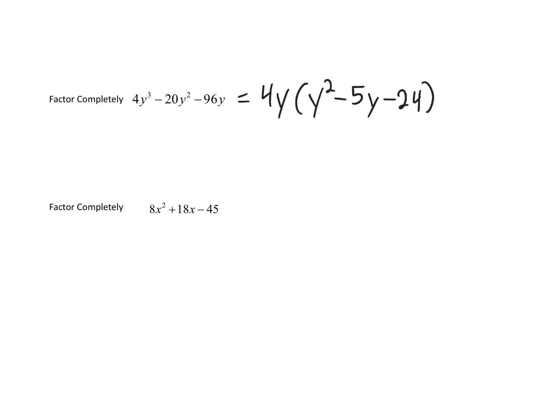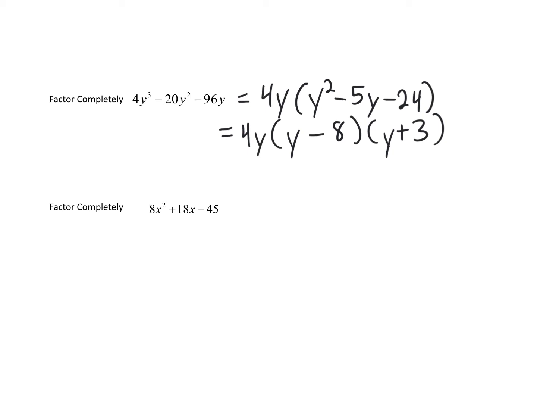So by factoring out that 4y, we get a much nicer looking trinomial. Again, we know it's going to be y and y. 24 could be a multiple of things, but 8 and 3 will give me that 5 in the middle. I will need a negative 8 and a positive 3. Again, double check, you get negative 8y and positive 3y, which add together to give the negative 5y.